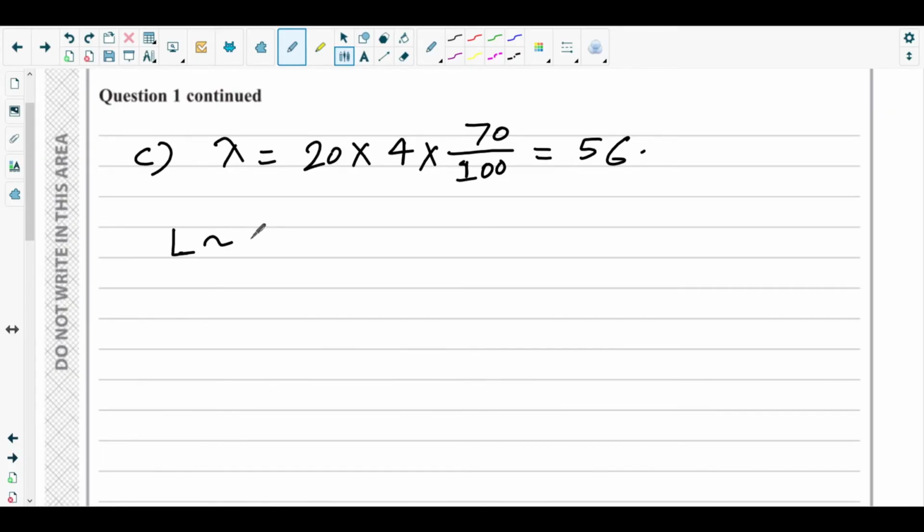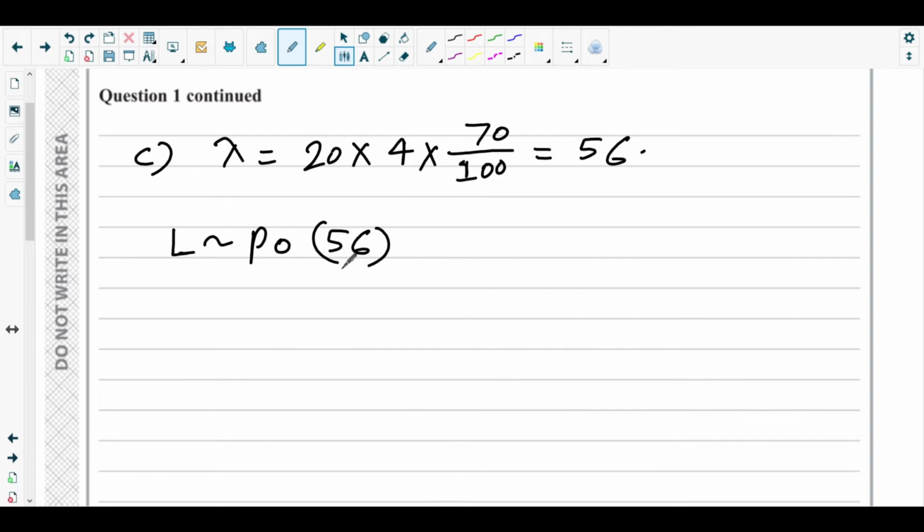L is distributed, it's still Poisson, because we just found out of the litter that has been found, how many are not face masks. And its mean is basically 56.